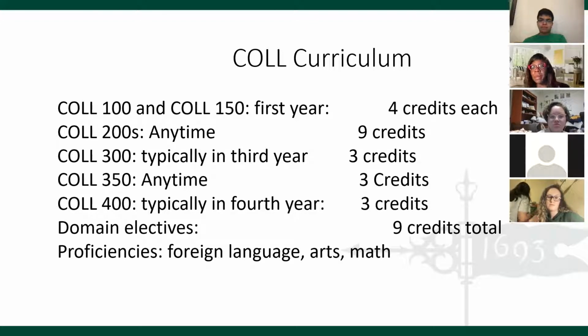The neat thing about the COLL 400 is that a lot of times students can grab a COLL 400 in their major requirement that has the COLL 400 attribute attached to that course. So we'll talk about the 2-for-1 as we go through. And then we have the domain electives. And of course, we know the proficiencies that students have to take, which talks about your core requirements for graduation.